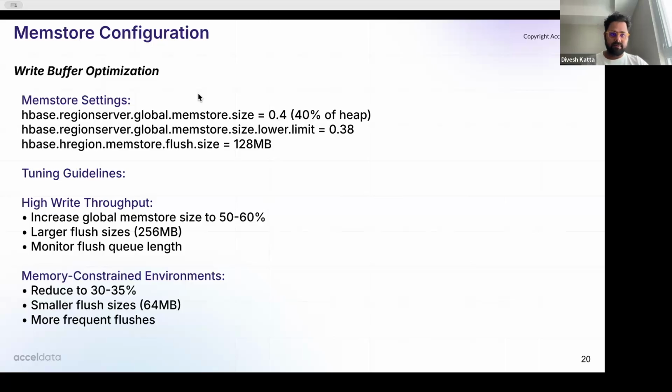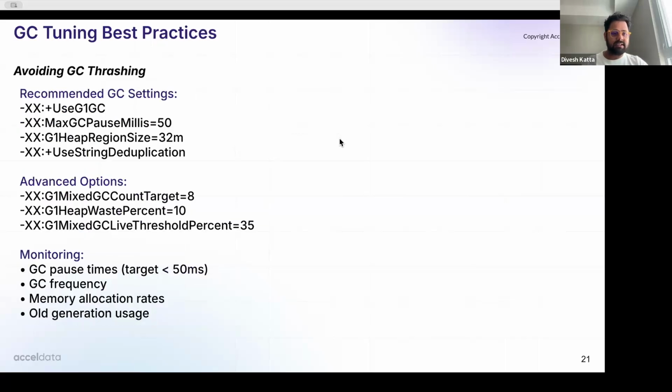GC tuning best practices. Garbage collection tuning is often overlooked but can have a dramatic impact on HBase performance. G1GC is the recommended collector because it provides more predictable pause times. The 50 millisecond pause target balances throughput with latency. Longer pauses can cause timeouts and perceived performance problems. A shorter target might reduce the overall throughput.